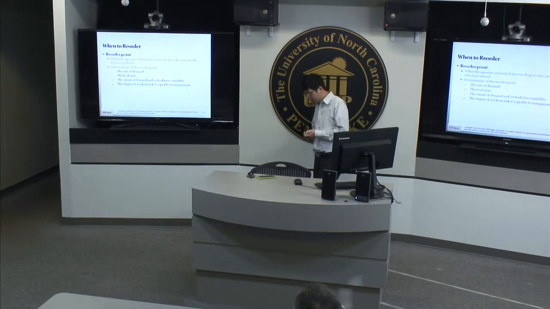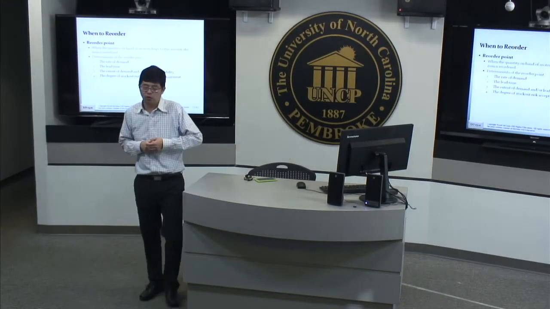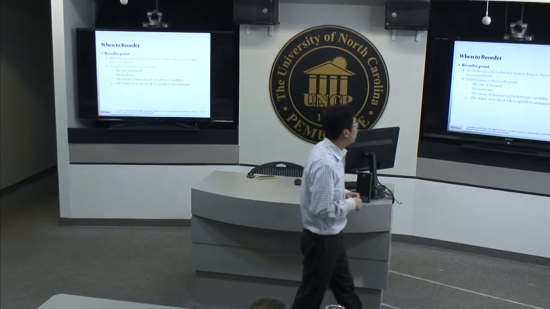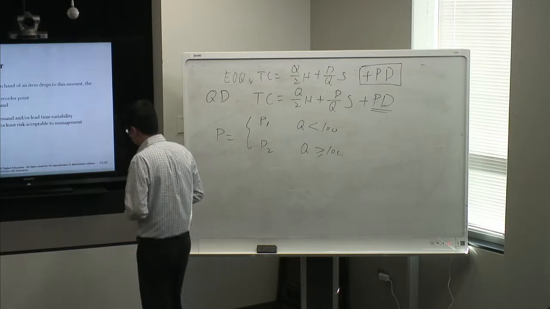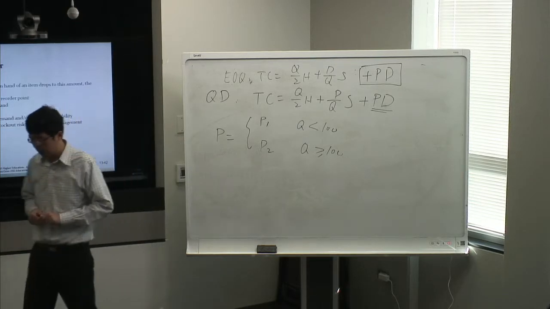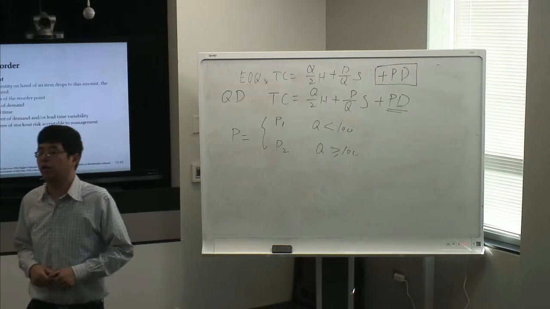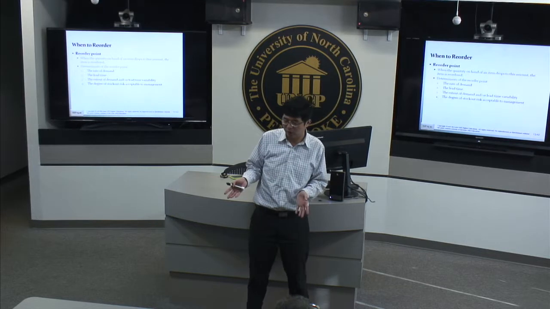Now we have finished the family of EOQ models. Next, we'll talk about some general questions of inventory management: when to reorder. Think about the EOQ model we discussed. We say the lead time is fixed, 2 days, and the demand is constant and known in advance, like 10 units per day. Then what is our reorder point?